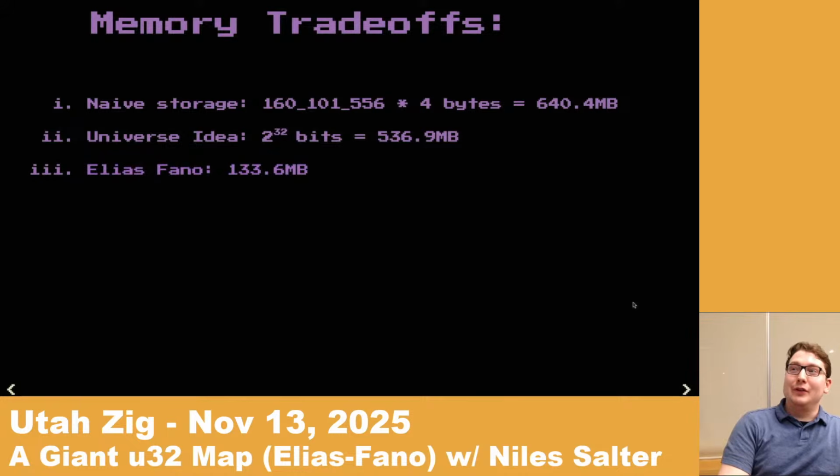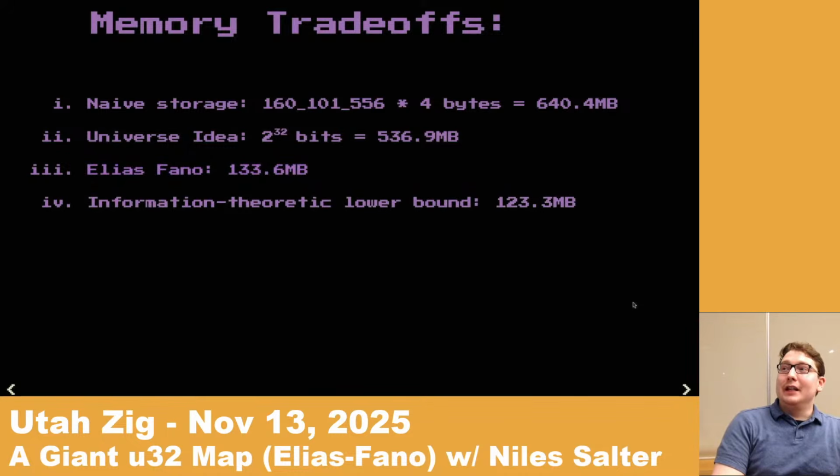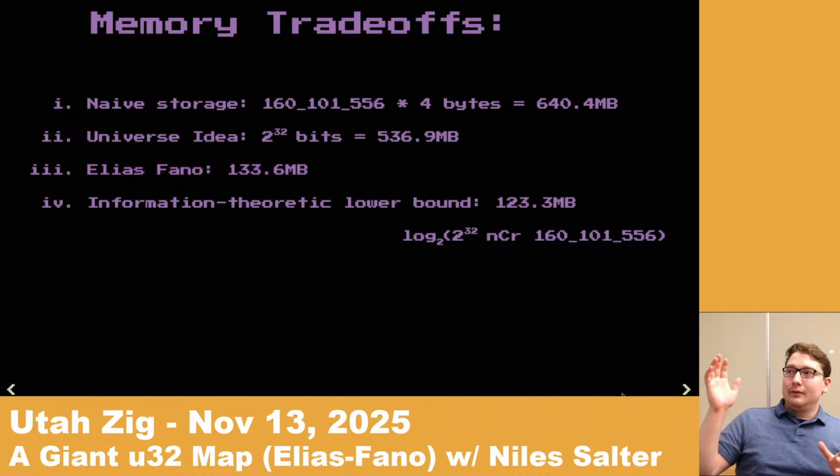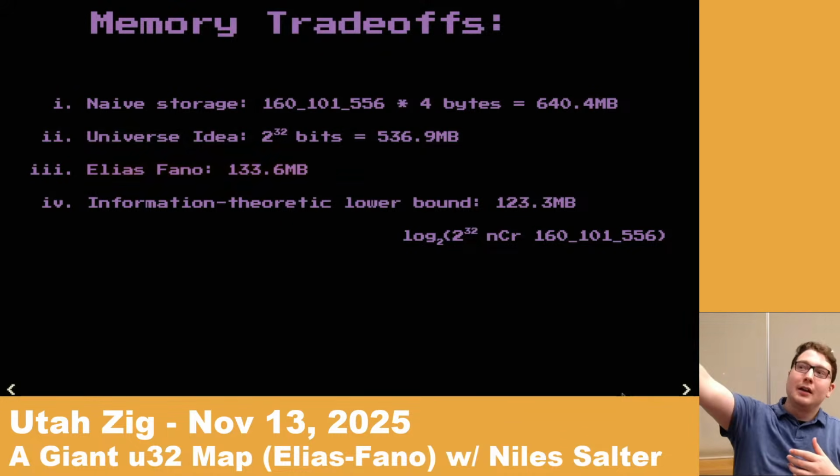Now, I'm going to show you that we can reduce it by another 400 megabytes using the Elias-Fano encoding. What? This is actually close to the information theoretic lower bound of 123.3 megabytes, which I calculated with this expression. Basically what this means is you could imagine if we enumerated all possible data sets of u32s, there are 160 million elements within that, so you could imagine the universe idea.